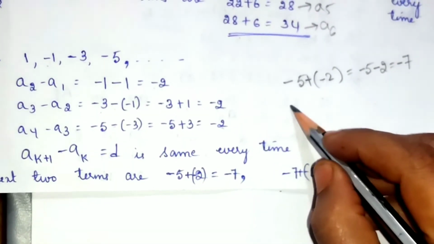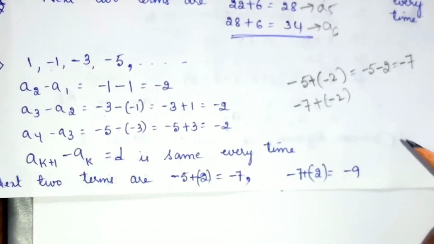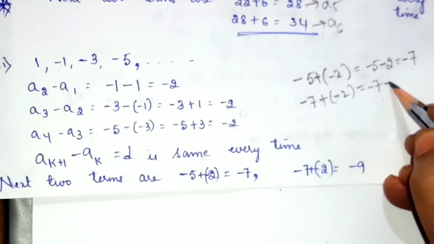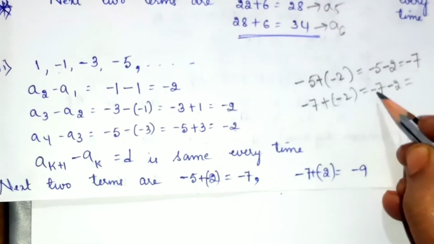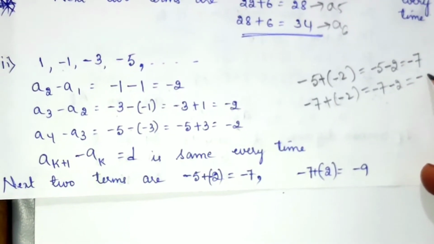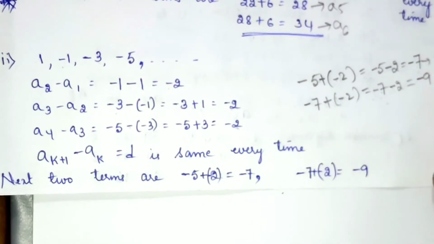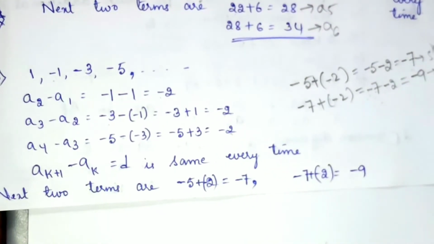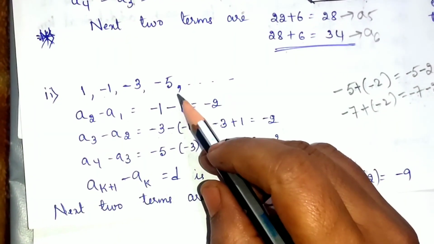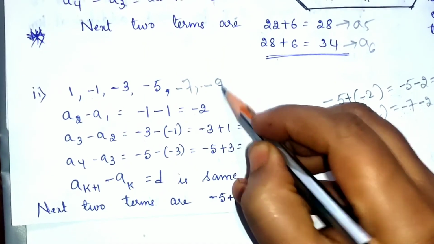Now take the fifth term, again add the common difference to it. Now minus 7 is as it is, plus into minus is minus, 2 write as it is. Now again you have the same common sign, then you have to write minus and add. This is the fifth term and this is the sixth term of AP. Fifth term is minus 7 and last term is minus 9.